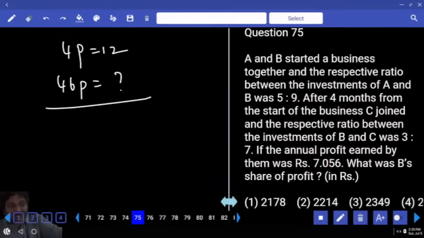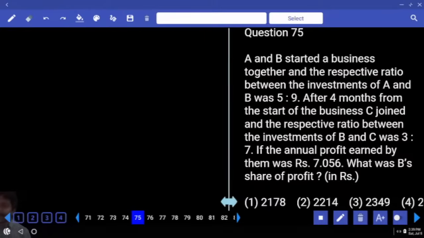A and B started a business together and the respective ratio between investments of A and B was 5:9. After 4 months from the start of the business, C joined and the respective ratio between investments of B and C was 3:7. Earlier AB ratio, now BC ratio. Who is common? B. In number also B should be common. B in first ratio, 9 parts. Second ratio, 3 parts. So you have to make it equal. Then multiply second ratio with 3 only. Then second ratio B is to C becomes 9:21. Then entire ratio 5, 9, 21.